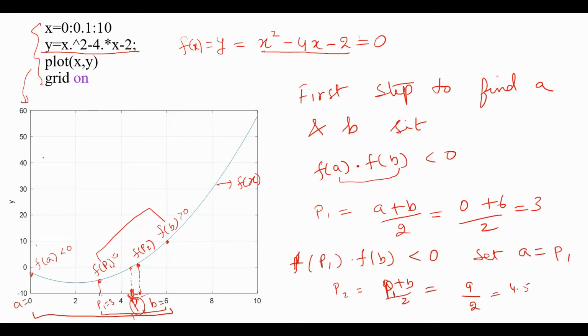So we have taken the values from 0 to 10. If you go to the negative side, it will have a negative root also, where it cuts the x-axis. But since we know that the bisection method gives one root at a time, we have restricted ourselves to the positive root.